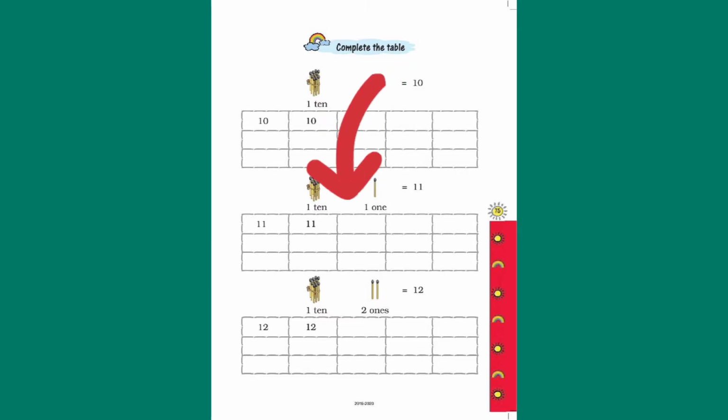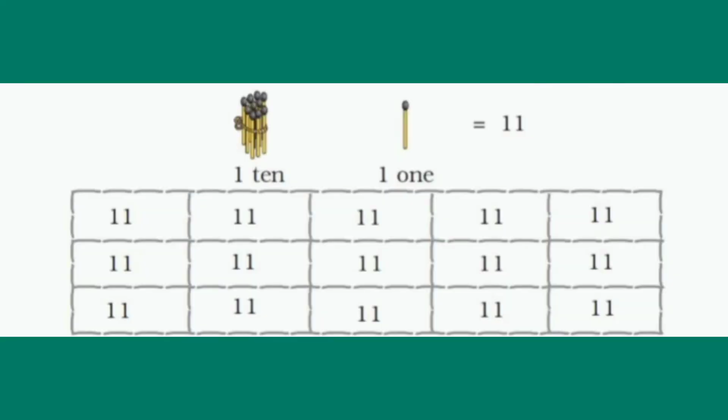Then coming down here, one bundle of 10 matchsticks is there plus 1 matchstick. So 1 ten plus 1 one. 10 plus 1 is equal to 11. What you will do? You will write 11 in all the blanks.